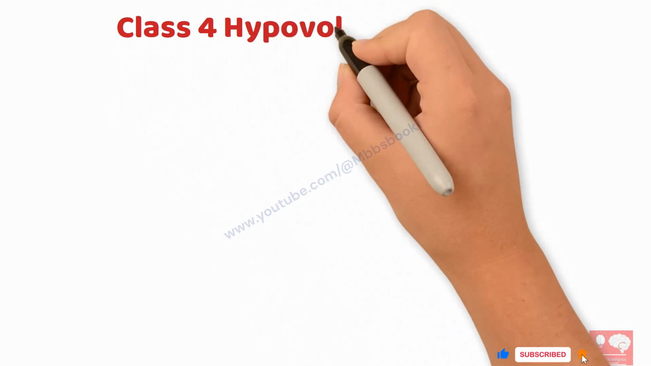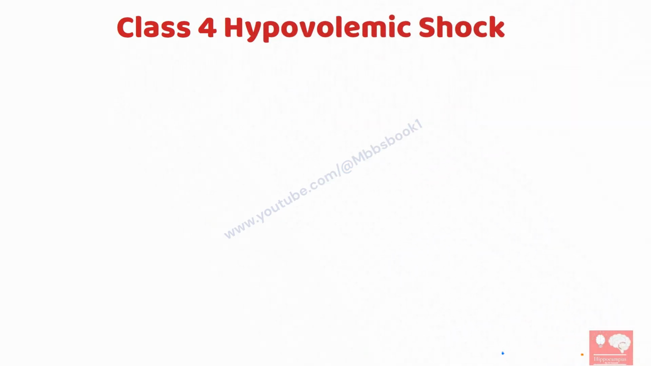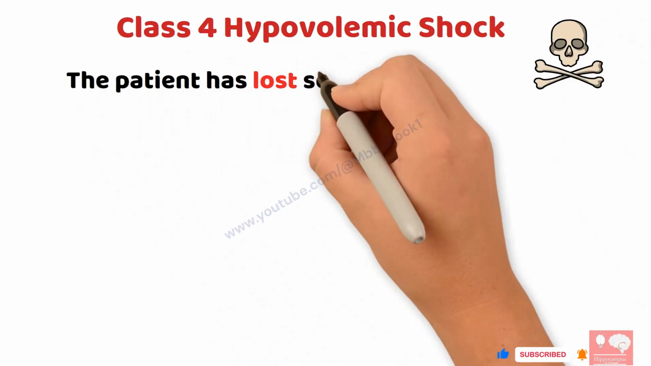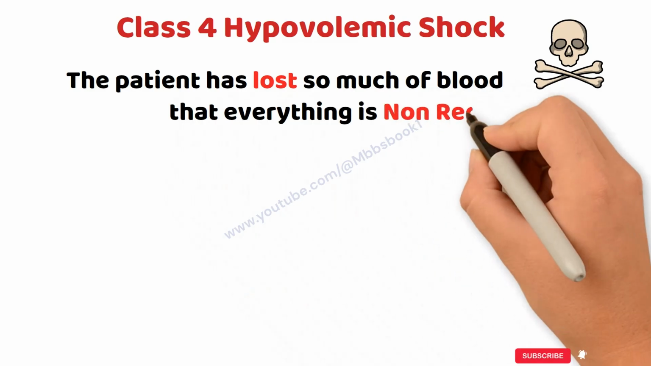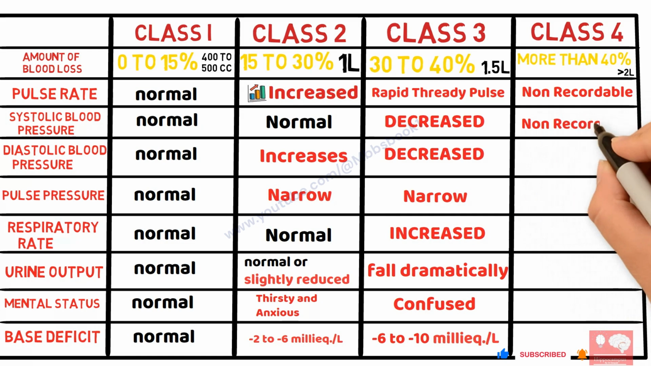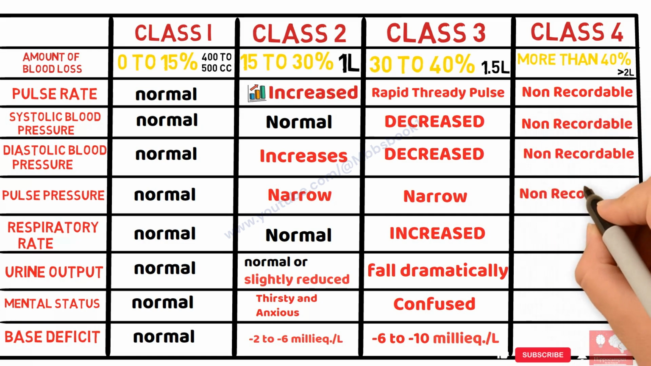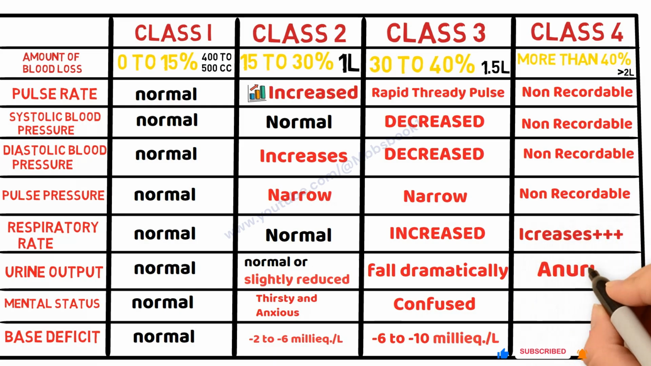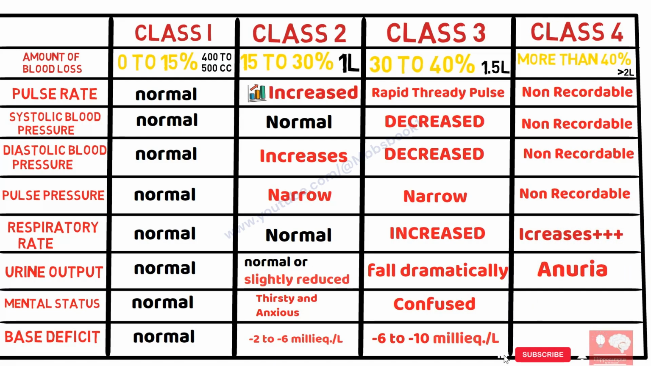Now let's move on to the last class, class 4 shock. Class 4 shock is very easy to remember. The patient has lost so much blood that everything is non-recordable, right? The pulse is non-recordable, BP is non-recordable, and you can't record the pulse pressure. The respiratory rate increases even more. The patient has anuria, meaning there is no urine production. These patients will be in a state of coma and the base deficit is more than -10 milliequivalents per liter.